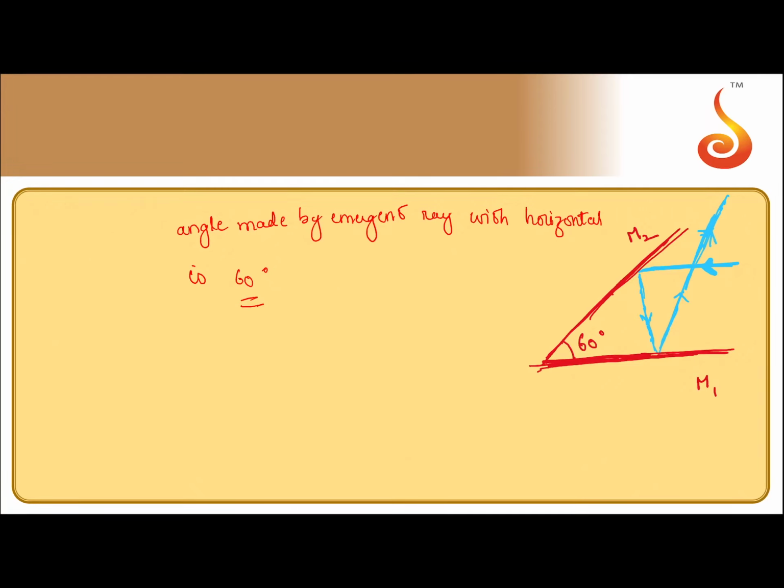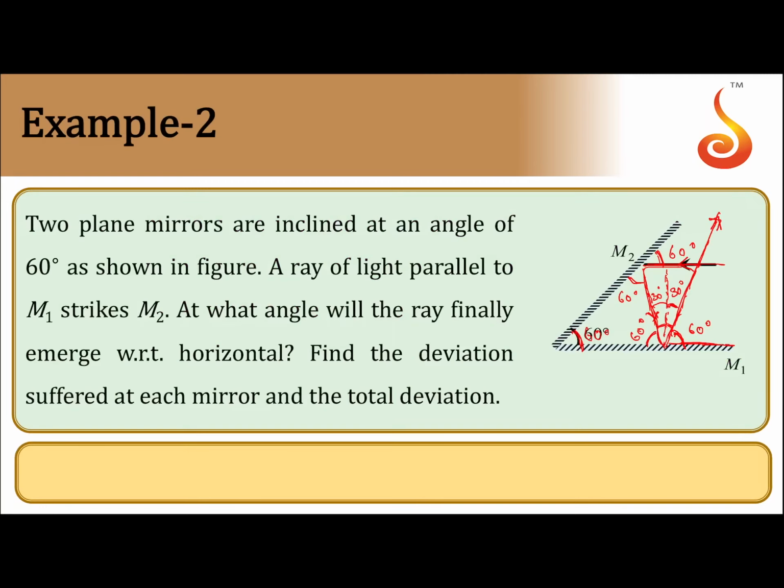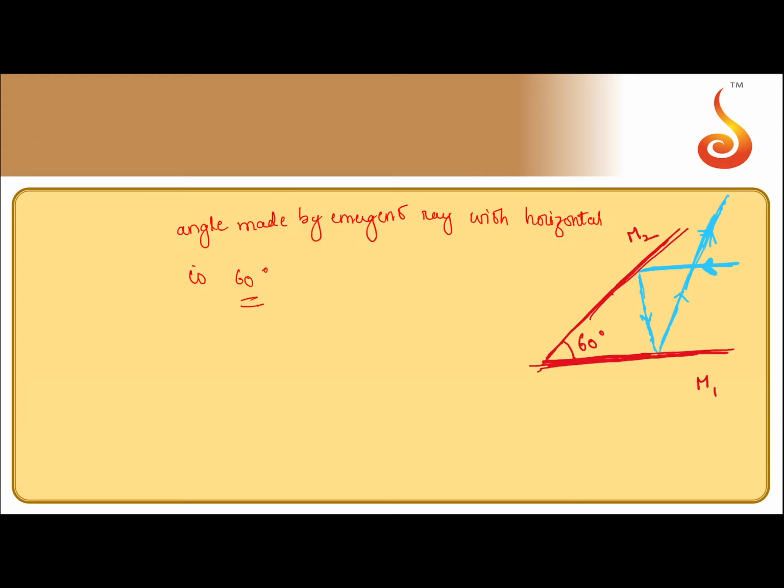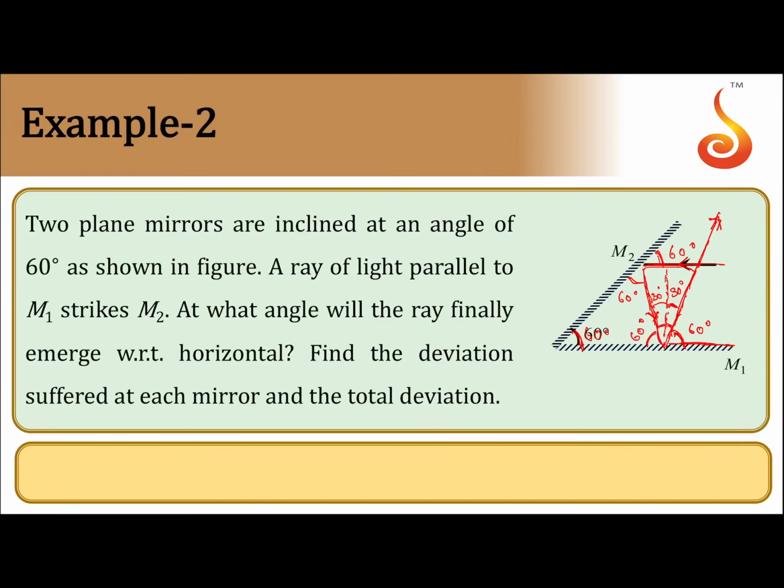Now we'll have to find out the deviation suffered by the light ray from the first mirror as well as the second mirror, and also we have to find out the total deviation. For this, let's take a look at the ray diagram which we drew earlier.